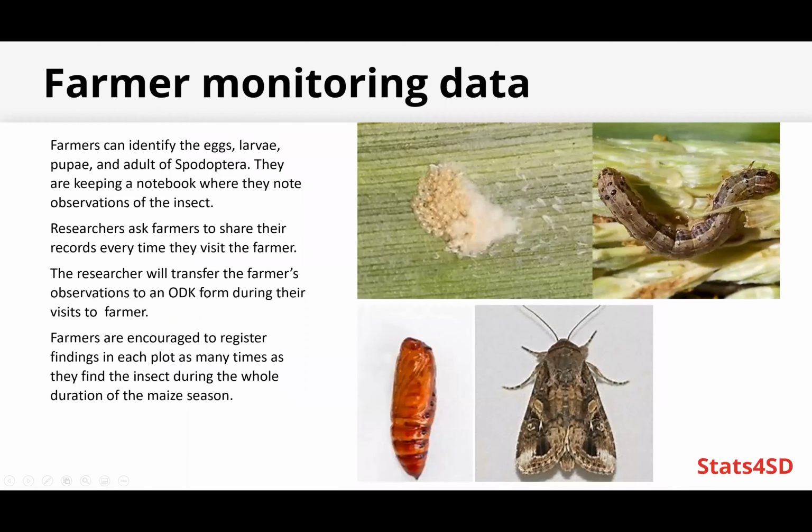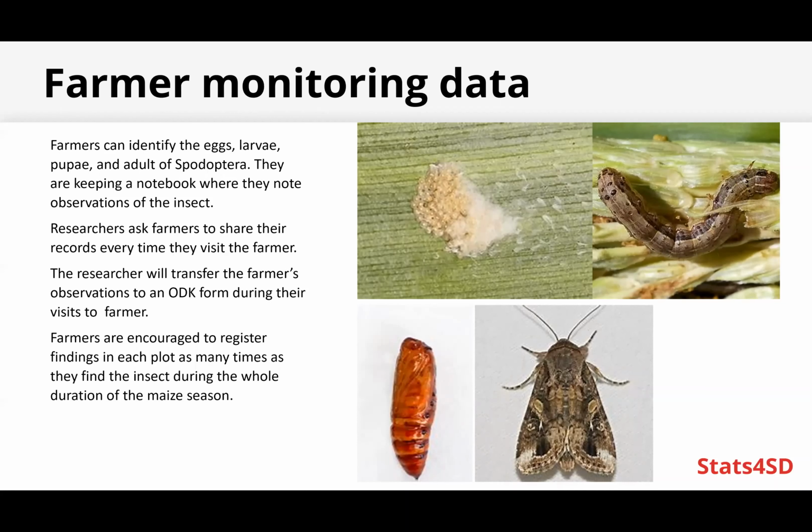Farmer monitoring data is the first activity that we're going to look at. And I am looking at how they are managing data. So farmers involved in this project can identify the eggs, the larvae, pupa, and adult of Spodoptera. And there are some pictures of those different stages of the insect for you if you haven't seen them before.